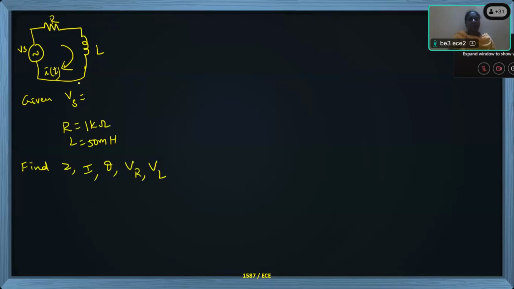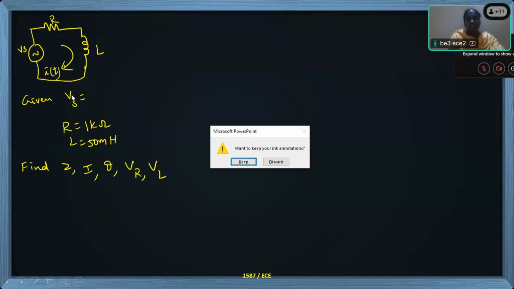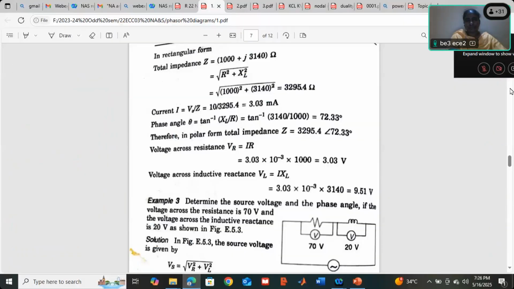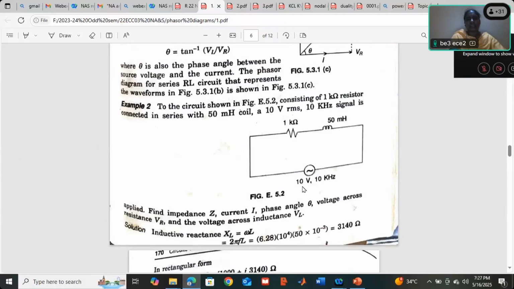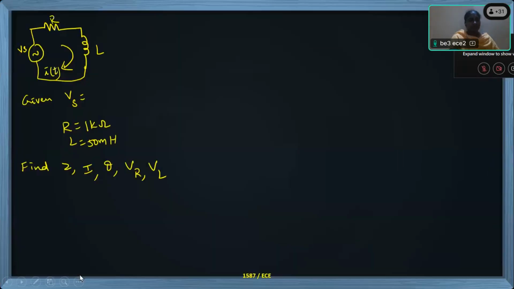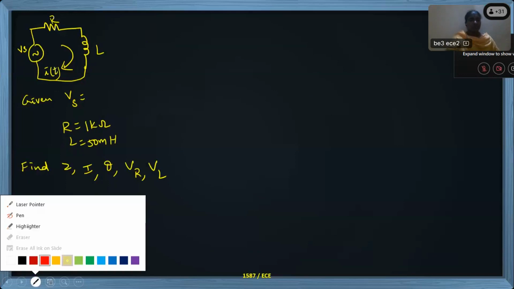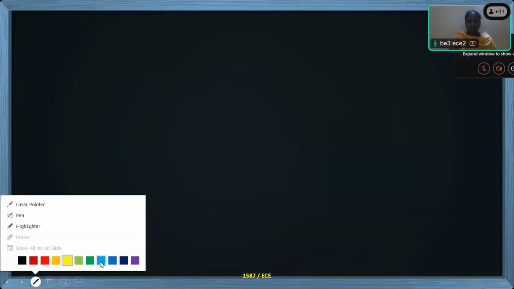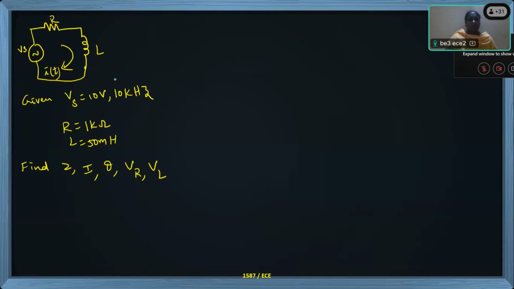Supply voltage is 10 volts, and the frequency is also given. You see the circuit: 10 volts, 10 kilohertz is the frequency. Now coming to the solution, Z means the square root of R squared plus XL squared.